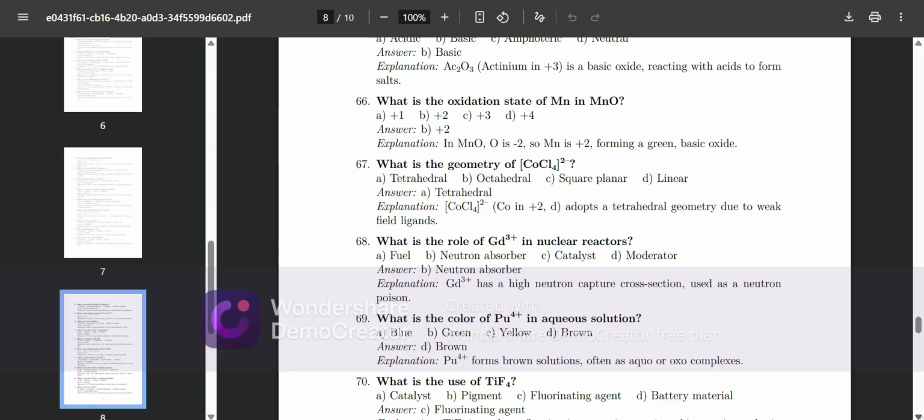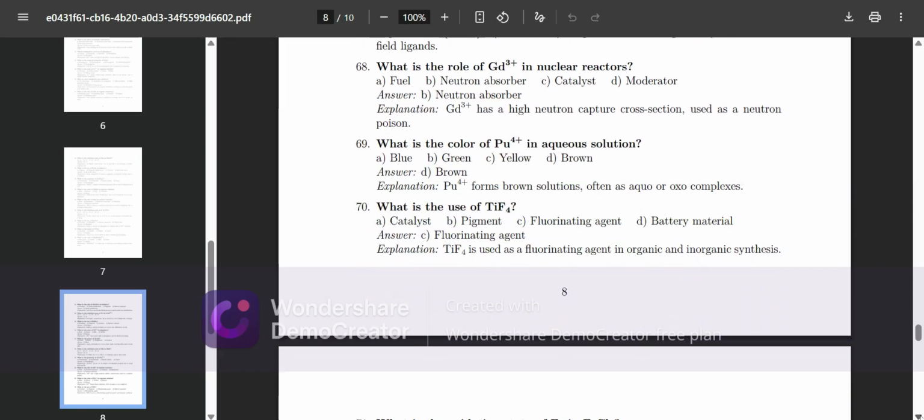What is the geometry of CoCl4 2-? Tetrahedral. CoCl4 2-, Co in plus 2 d7, adopts tetrahedral geometry due to weak field ligands. What is the role of Gd3+ in nuclear reactors? Neutron absorber. Gd3+ has a high neutron capture cross section, used as a neutron poison.